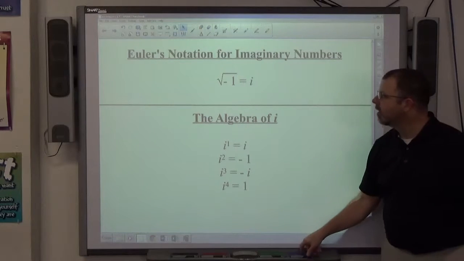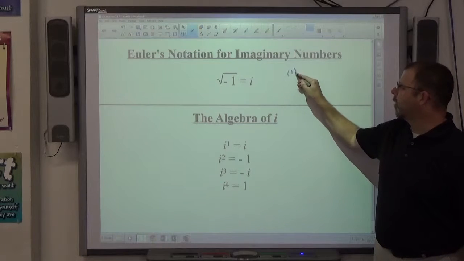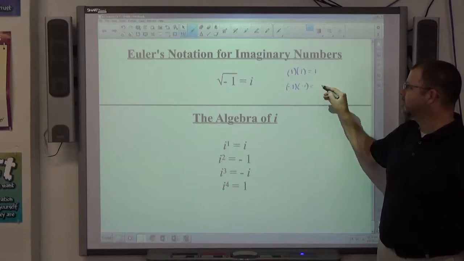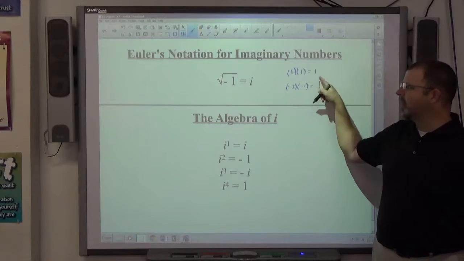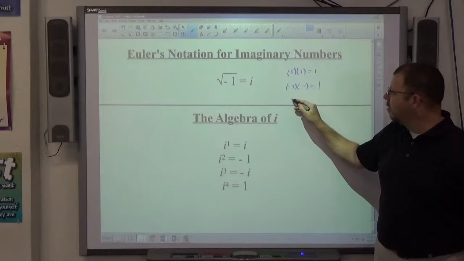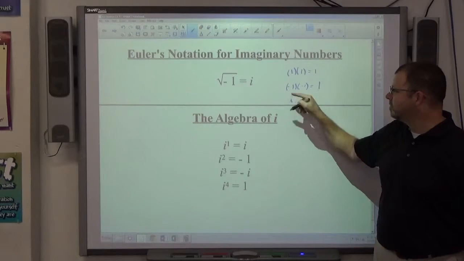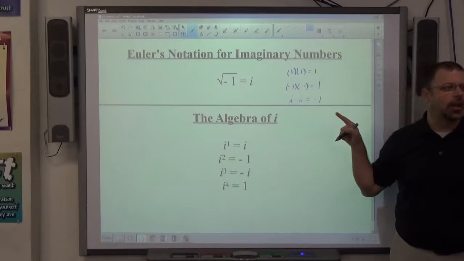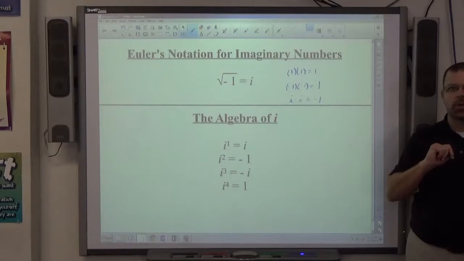Here's why. If I do 1 times 1, what do I get? 1. And if I do negative 1 times negative 1, what do I get? 1. I can't multiply a number by itself to get a negative number, a negative 1 in this case. But if I do i times i, that's going to equal negative 1. i is the magical number that if you multiply by itself, you get a negative 1.